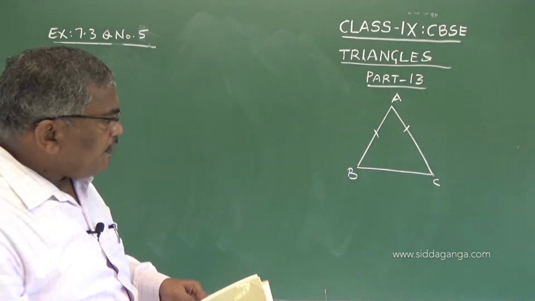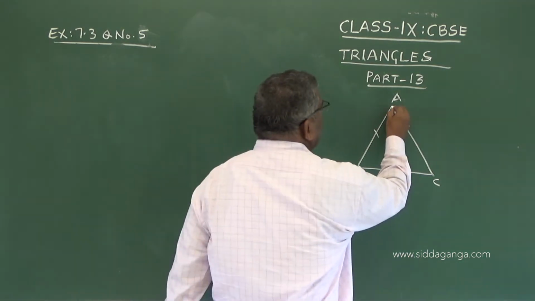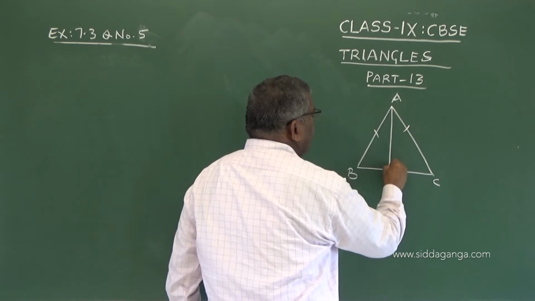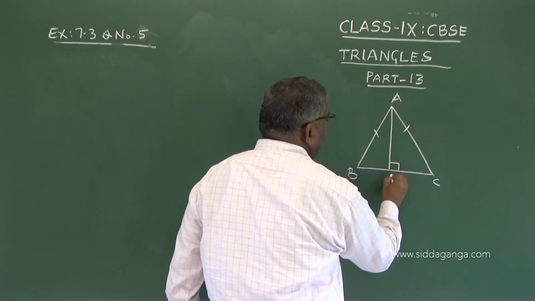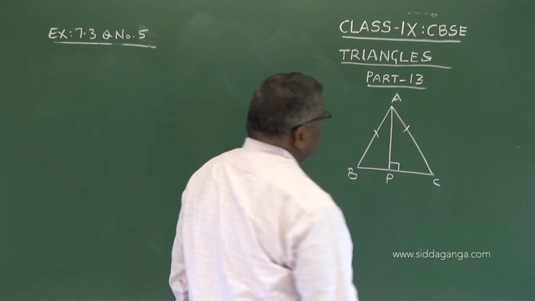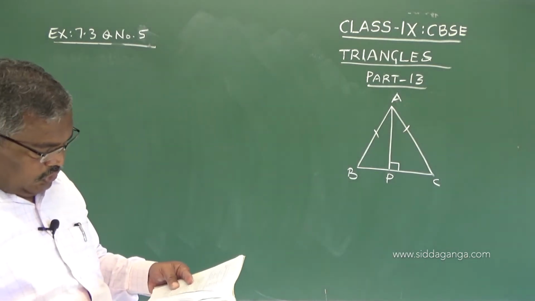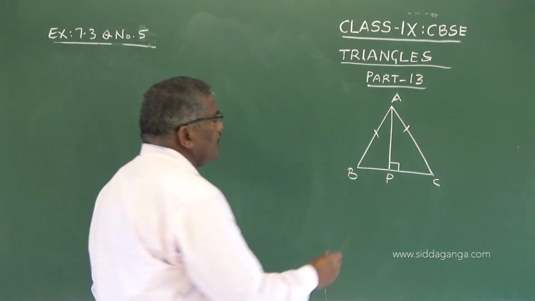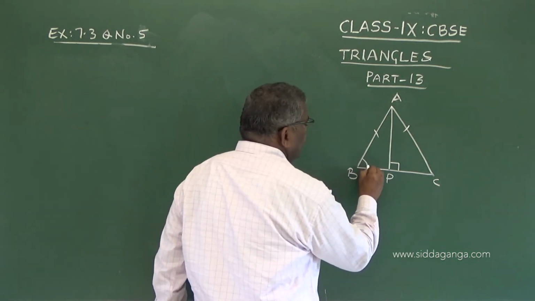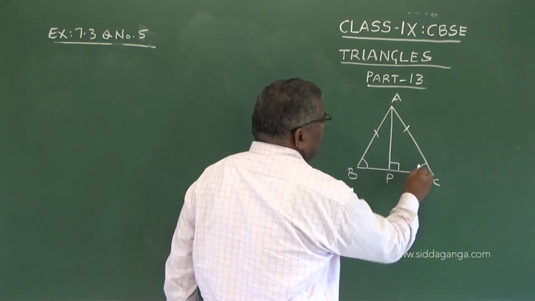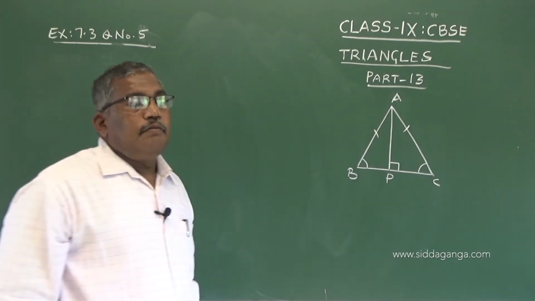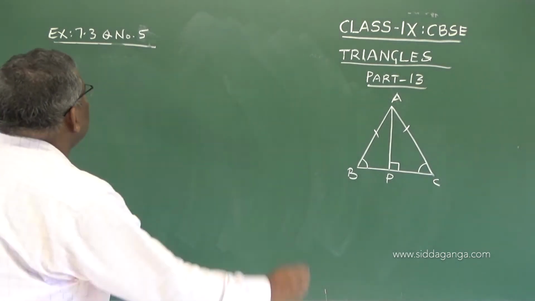Draw AP perpendicular to BC. So AP is perpendicular to BC. Show that angle B equals angle C. So we have to prove that angle B equals angle C.